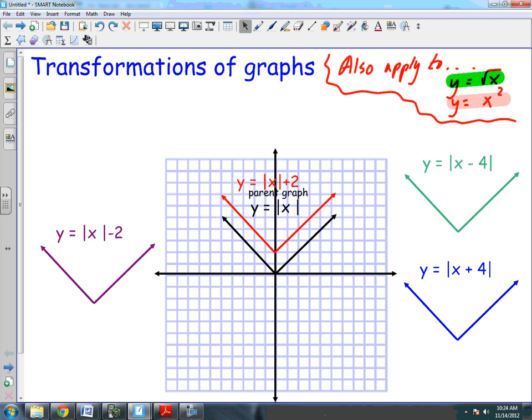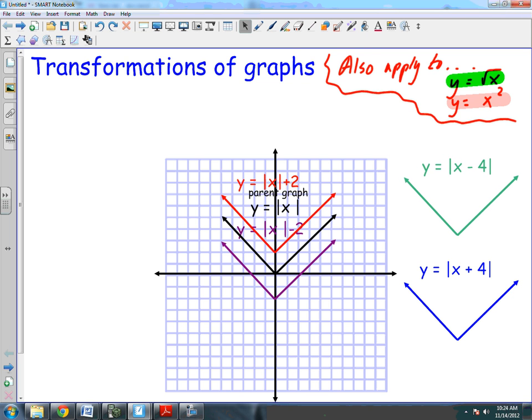In contrast, if I subtract 2 outside, it would take all the y values, or all the outputs, and shift them down 2. So you can see how the equation changes the way the graph looks on the grid. That's if you add or subtract something outside. Well, what if you add or subtract something inside?